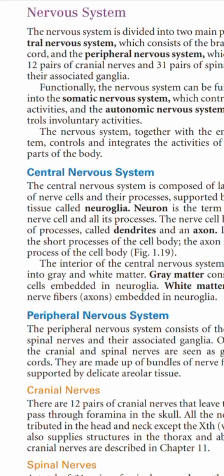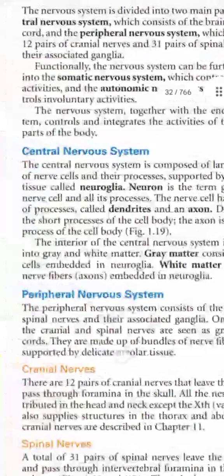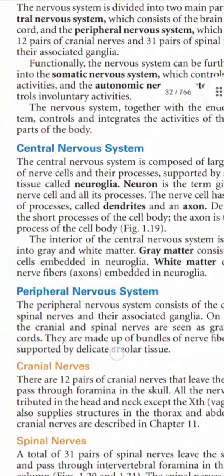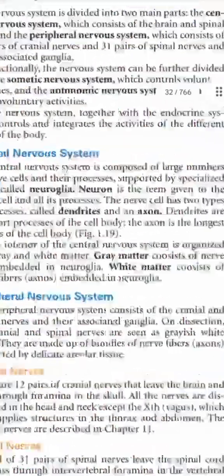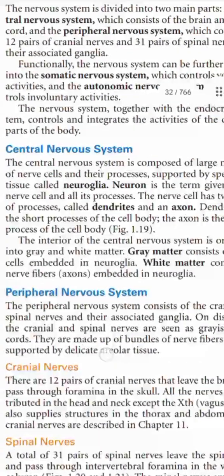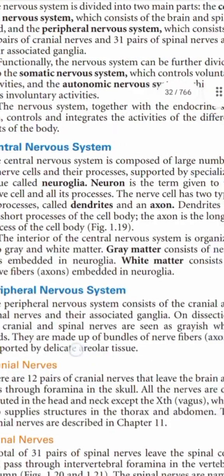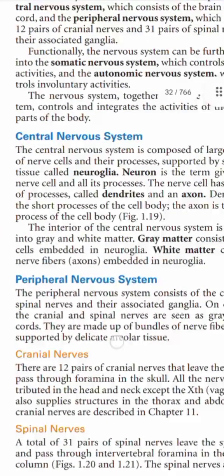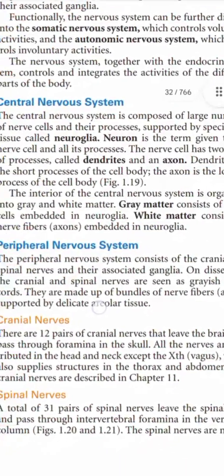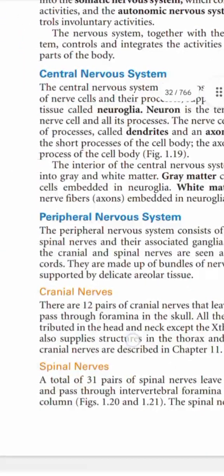The interior of the central nervous system is organized into gray and white matter. Gray matter consists of nerve cells embedded in neuroglia. White matter consists of nerve fibers, axons, embedded in neuroglia.